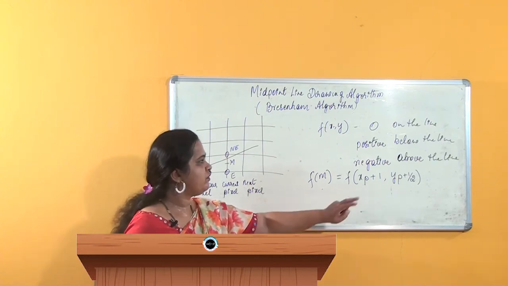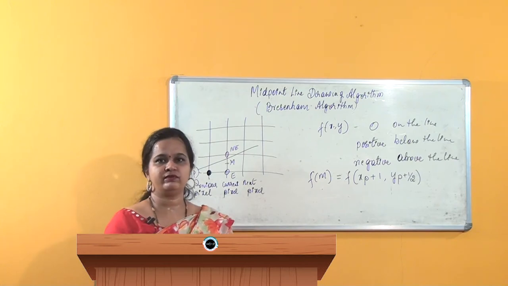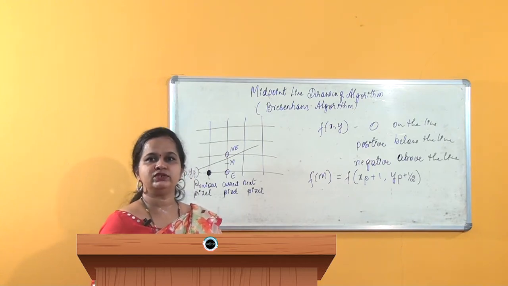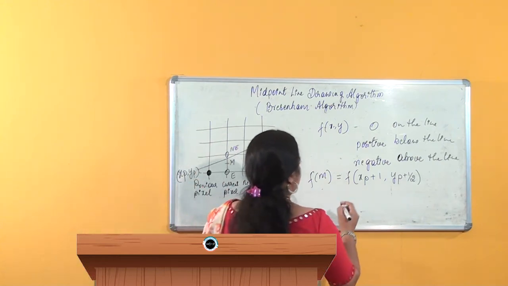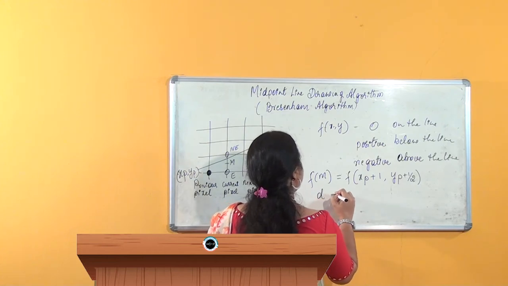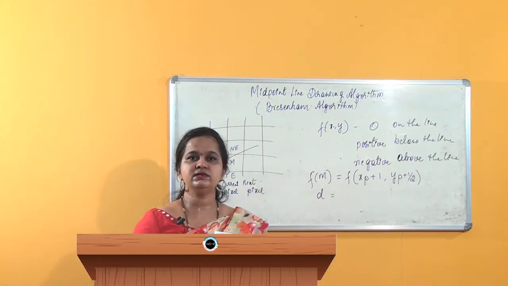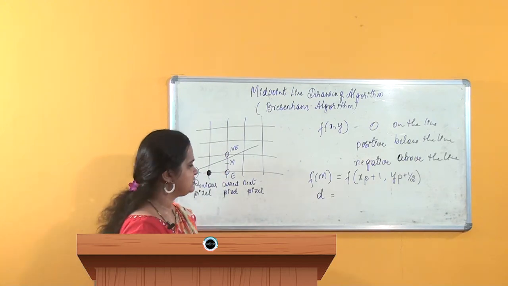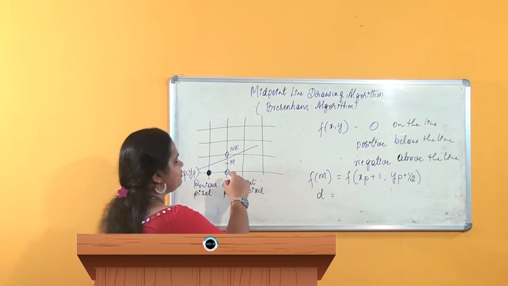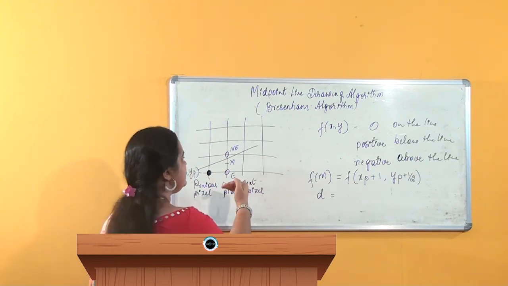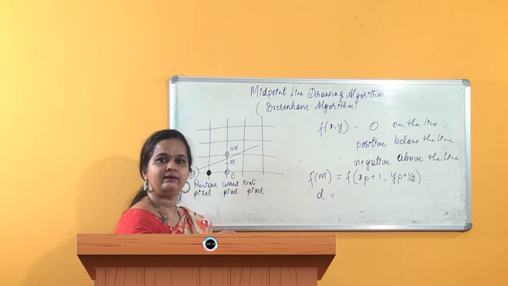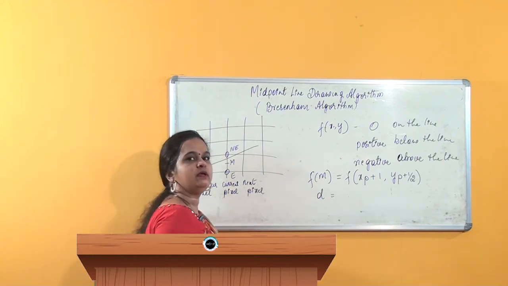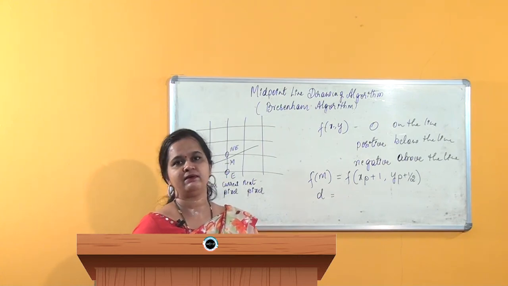Now this is in the form of f of x comma y, and we know the function is f of x comma y equals ax plus by plus c. So put these values in that equation and come to a value. That value we will call the decision variable d. As I have already told, decisions are made every time I go to the next pixel. If this is my pixel, going to the next pixel I will have to decide whether to select E or NE. When I go to the next pixel, again I will have to select, so which pixel I have to choose. Therefore the decision variable will help us decide which pixel we are going to select.